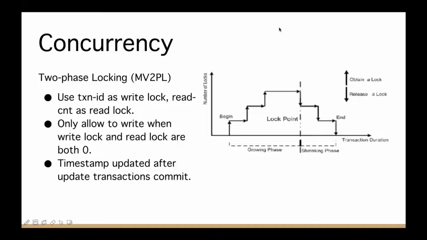The last one is two-phase locking. In this protocol, the TXN ID and another read CNT, which is read count, will be used as the write and read lock. The read transaction can only be executed when its timestamp is between the begin TS and the end TS of the record. Otherwise, it cannot access that version of the tuple. And for the write transaction, it is only allowed to change the tuple when the 2 locks are both 0, which means the tuple is not locked for reading or writing. After the write transaction, the begin TS of the record will be reset to the transaction's timestamp, and the end TS will be set to infinity to indicate the lifetime of this version.